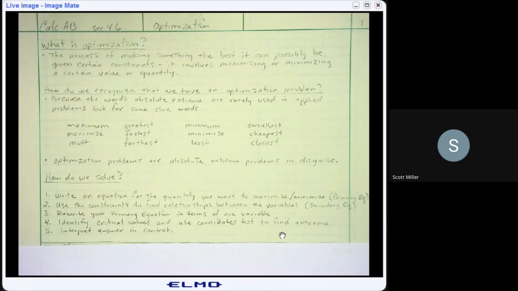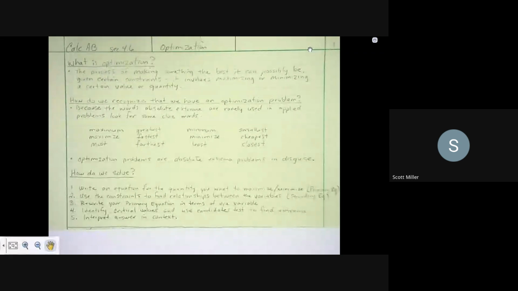Okay, so we're going to look at the optimization problem. What is an optimization problem? It is the process of making something the best it can possibly be given certain constraints. It involves maximizing or minimizing a certain value or quantity.